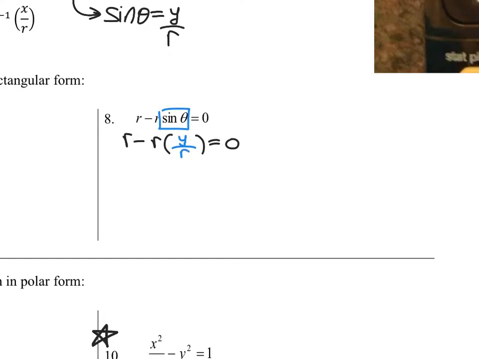And so I have a little cancellation here. A couple of r's will cancel. That's nice. A little byproduct. I didn't go in looking for that, but I'm happy to accept it. All right, so r minus y equals 0. Now, since our goal is to get into rectangular form, we're right there, because I just have to get rid of r. R is equivalent to the square root of x squared plus y squared.